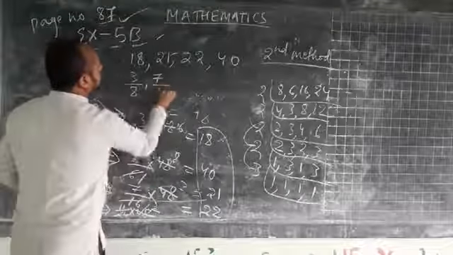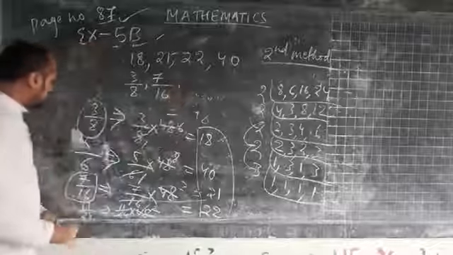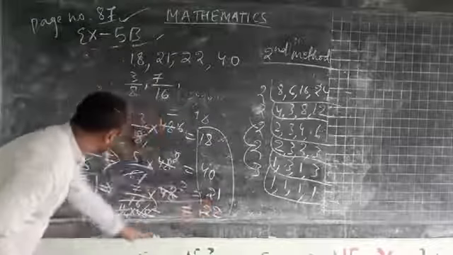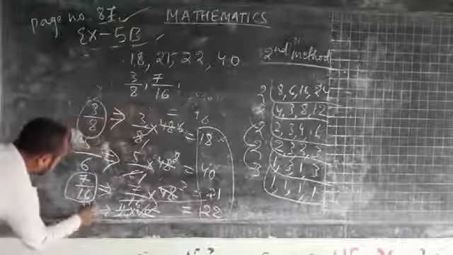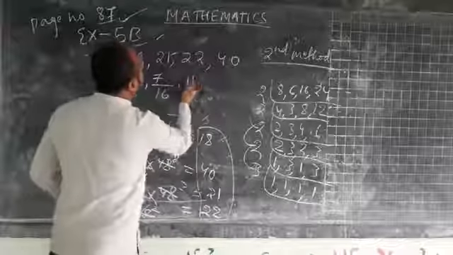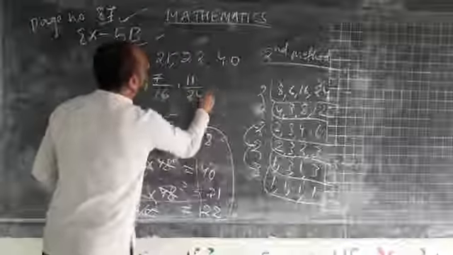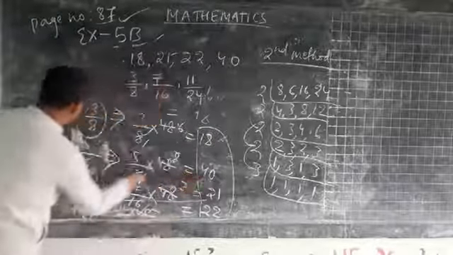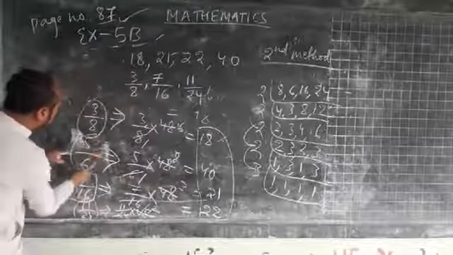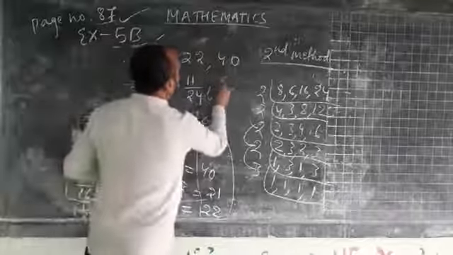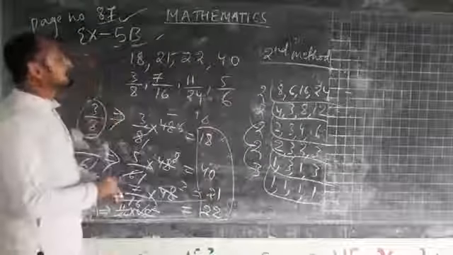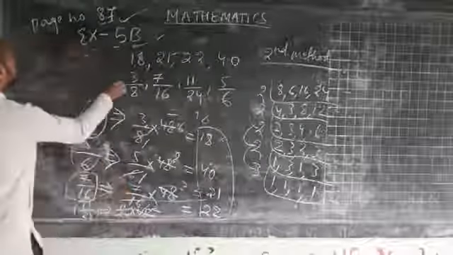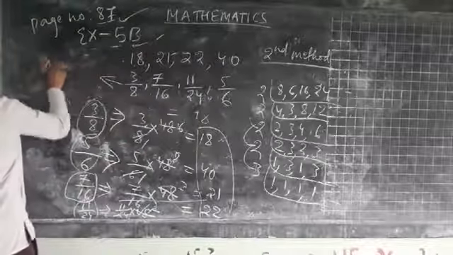7 by 16. And next one we have 22. So in place of 22, we have 11 by 24. And the next one we have 40. So for 40, what is the fraction given here? 5 by 6. So these are the fractions arranged in which order? Ascending order.